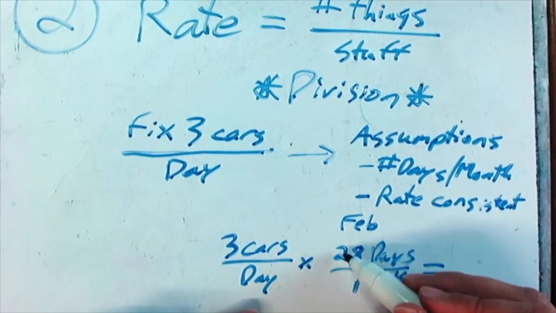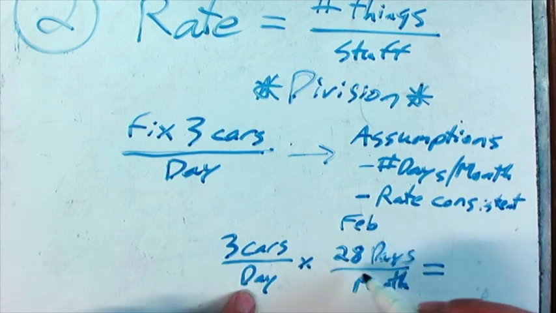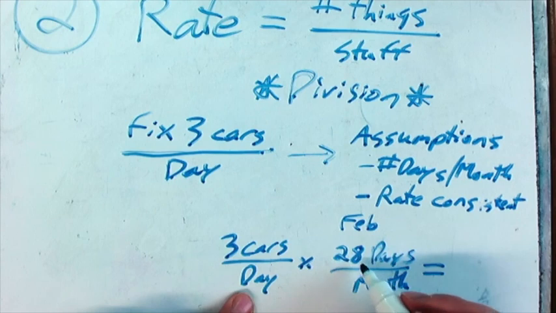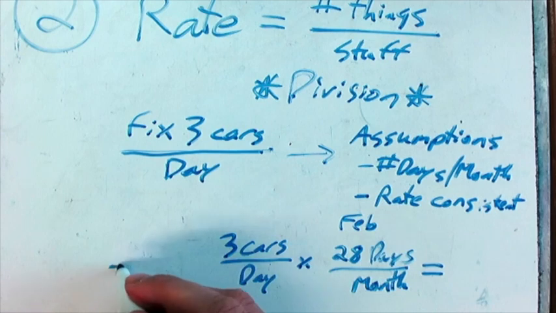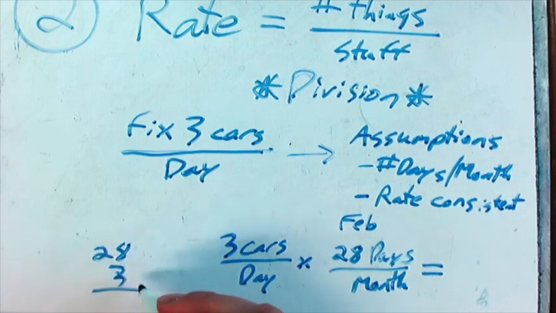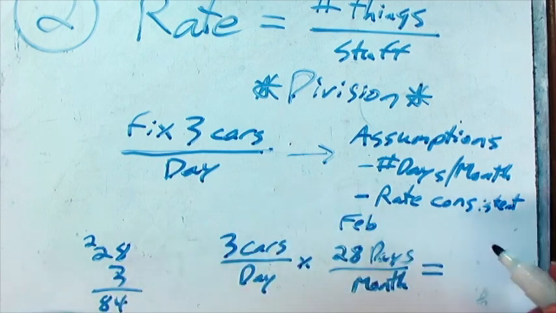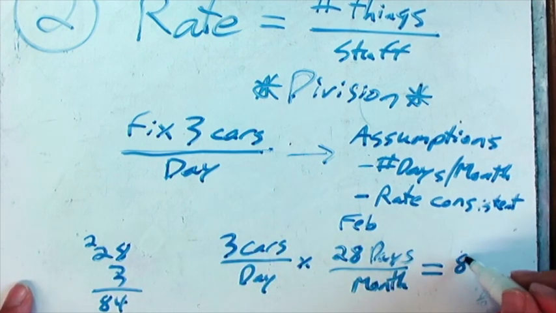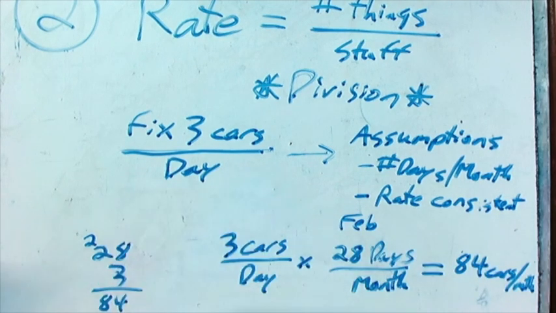It's almost like if you have an X up here and an X down here, you could cancel it. Same thing with units. So days and days cancel, and we're left with 3 times 28. Now I can just do some quick math here. Again, 3 times 28. 3 times 8 is 24. 3 times 2 is 6, plus 2 is 8. 84. So in total, we have 84 cars per month. So 84 cars per month would be the amount that we can get here.